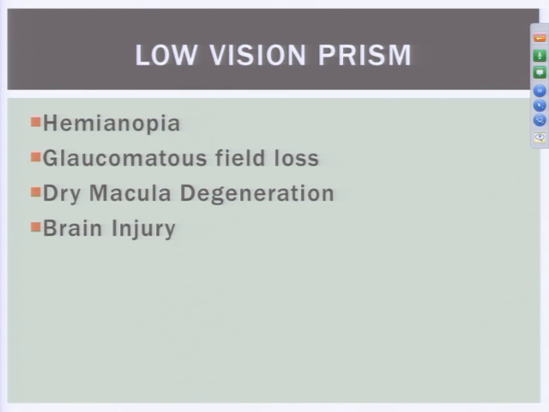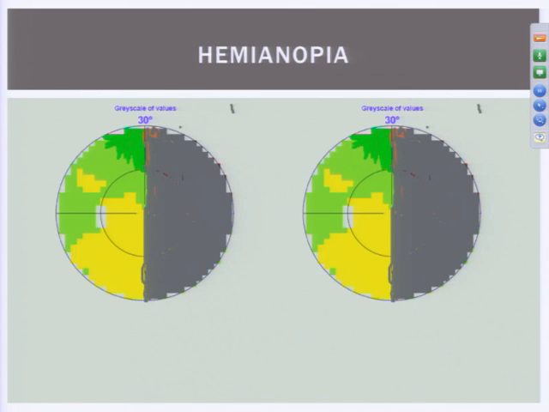The second area is in people who have glaucomatous visual field loss, and we'll talk a little bit more about that. The third big area that we use it is in dry macular degeneration. And the new field for us to use prism is in people who have brain injuries. So we're going to talk a little bit about those areas. Let's first talk about this person who has sighted blindness.